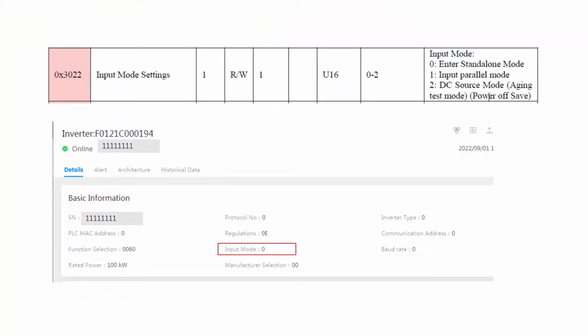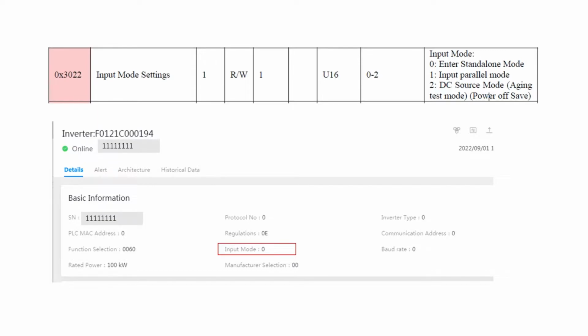Number 6. Solar inverter MPPT working mode setting error. The MPPT working mode of the inverter is different for different DC side string access modes, and the wrong MPPT working mode will seriously affect the tracking efficiency and even lead to the inverter not working properly.